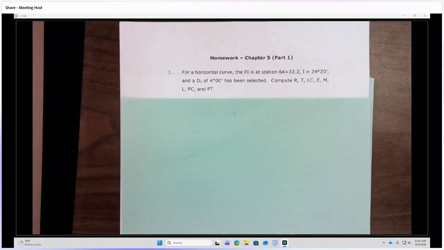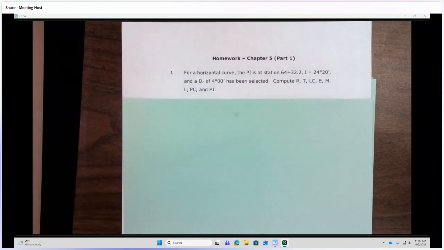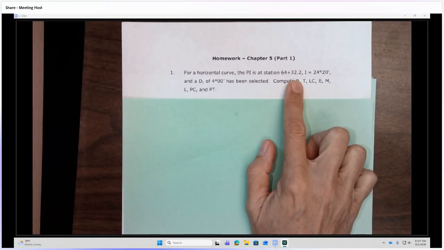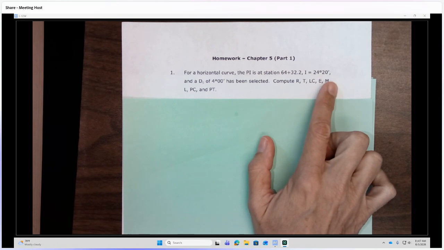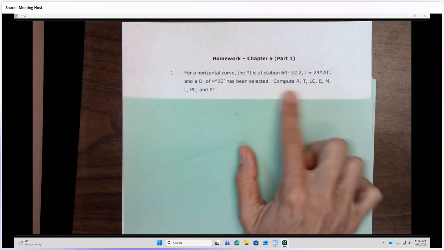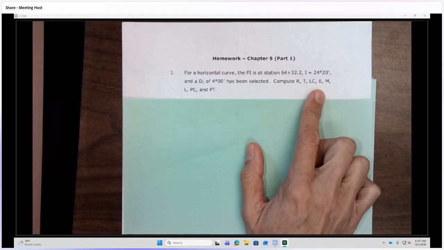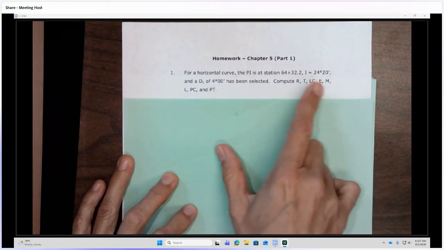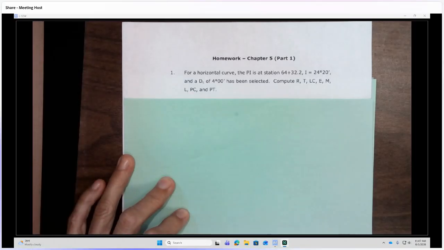All right, in this recording, we're going to look at the attributes of this horizontal curve that has a PI at station 64 plus 32.2, intersection angle of 24 degrees 20 minutes, degree of curve of 4 degrees, and find the radius, tangent, long chord, external distance, middle ordinate distance, length of curve, and the stations of the PC and PT.